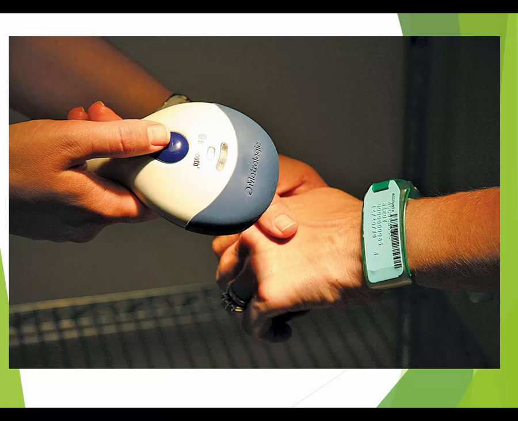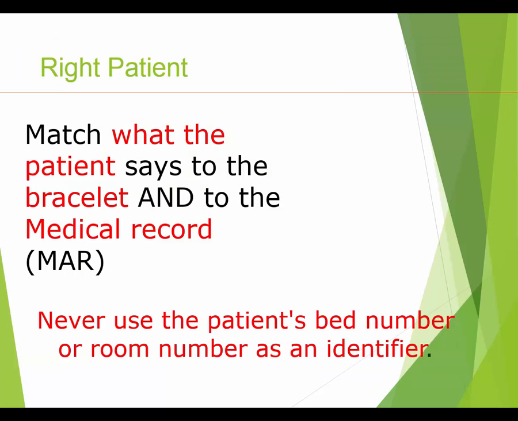This is scanning. Even if you ask the name and date of birth, you still have to scan, okay? You have to match what the patient says to his bracelet and what the bracelet says to the medical record. The patient can have the wrong bracelet on, you guys, okay? It's entirely possible. So you have to ask them if they can tell you. If they can't tell you, obviously they can't tell you. But if they can tell you, you look at what he says, compare it to the bracelet, compare that to the medical record. Never use the bed number or the room number.